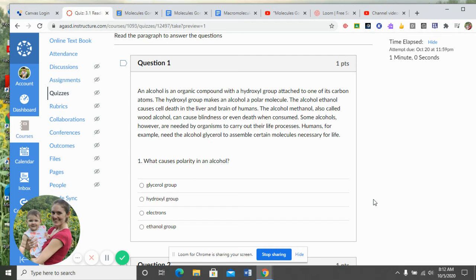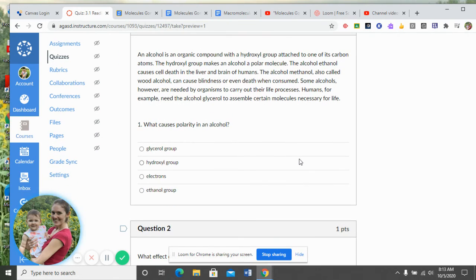The alcohol ethanol causes death in the liver and brain of humans. The alcohol methanol, also called wood alcohol, can cause blindness or even death when consumed. Some alcohols, however, are needed by an organism to carry out processes for their life. Humans, for example, need the alcohol glycerol to assemble certain molecules necessary for life.